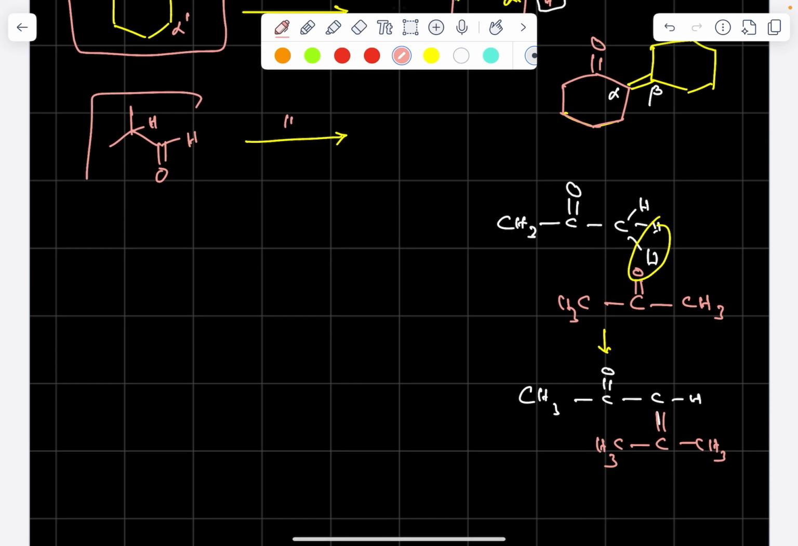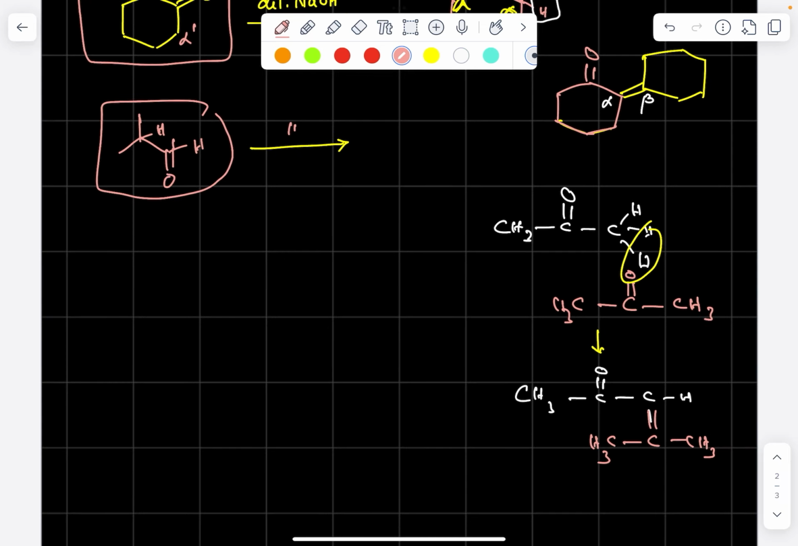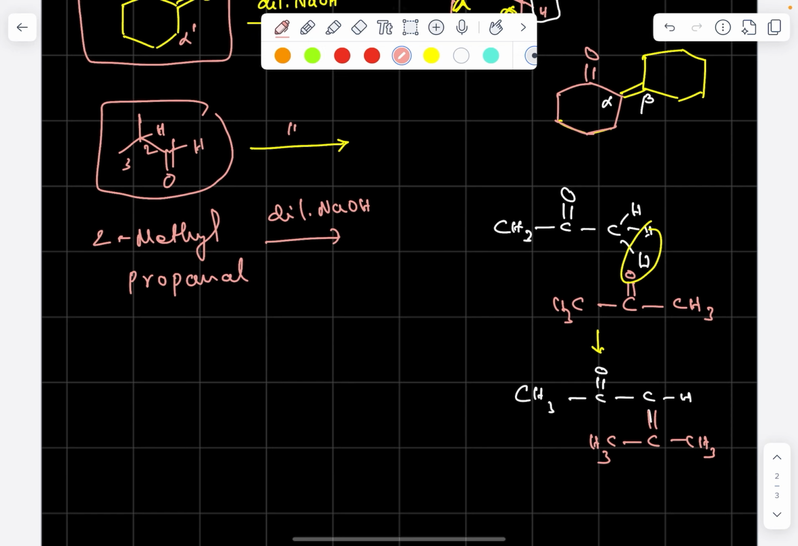For example, here, what is the name of the compound? 1, 2, 3. 2-methylpropanal. If I take 2-methylpropanal as the reactant and treat it with dilute NaOH, what will be the product? Obviously it will stop at the first product, I mean the beta hydroxy product. So you people just comment your answer, try it yourself. Thanks for watching.